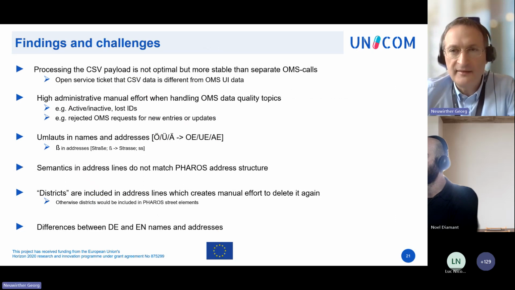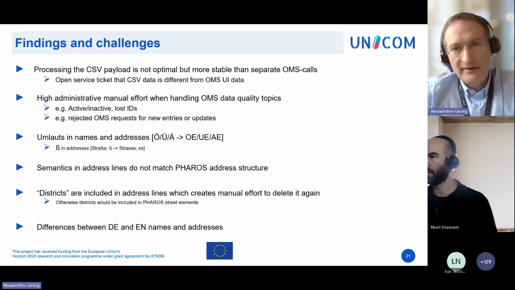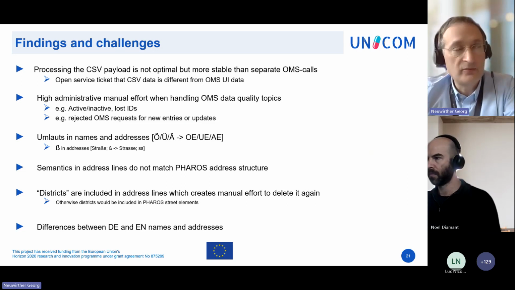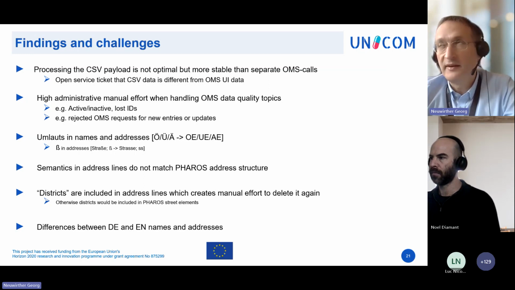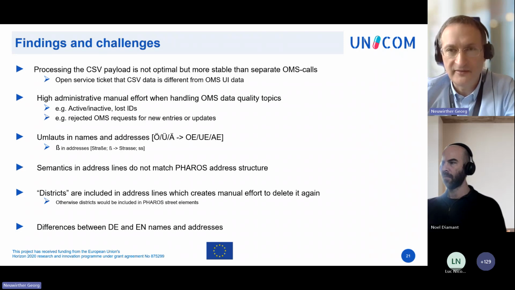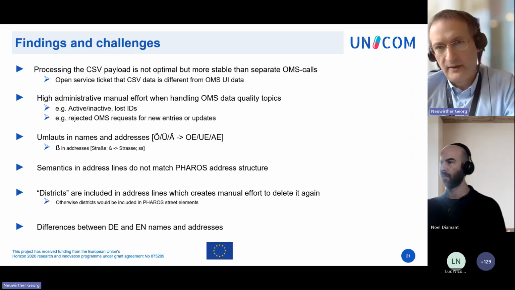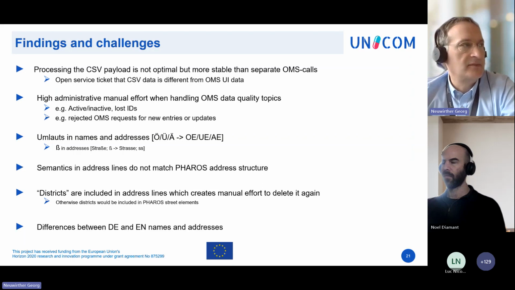With OMS, we had a lot of findings and challenges. So compared to RMS synchronization, OMS is much more effort for our agency. So first of all, we are aware that the CSV file option is not the best one. So we would like to get rid of it, but at that time, it was more stable than separate OMS calls. Maybe this has changed in the last 1.5 years, but at the time when we started, this was the best option for us. And now we are having some problems that the CSV file contains different data than the user interface of OMS. So there's one open ticket, and there was already one before. Maybe it's already solved, but when I did the presentation, this was the case.